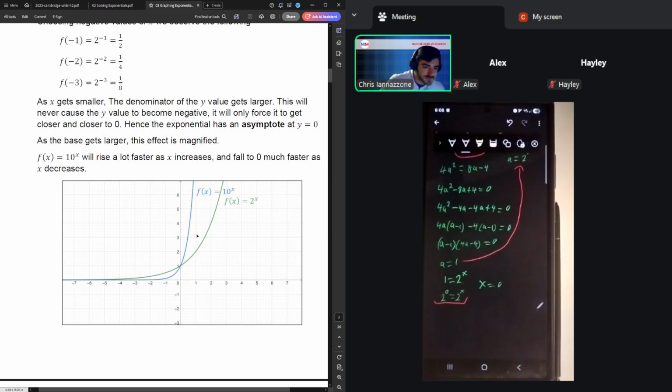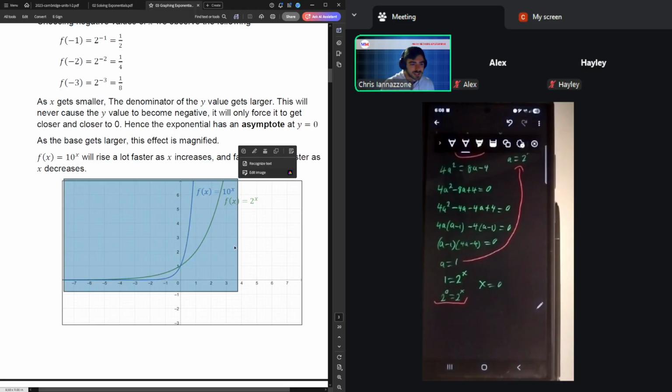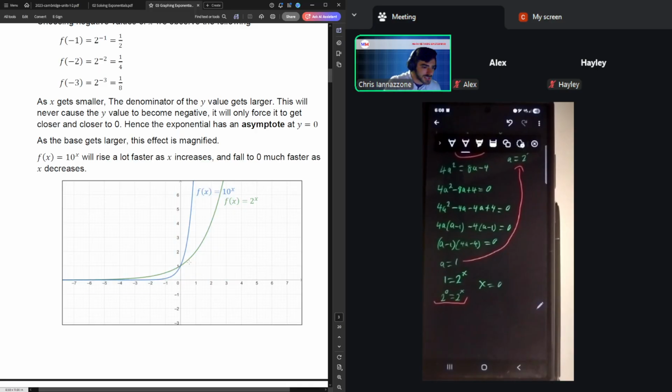But as far as if it just asks you to sketch the graph, you can see that because you set your own axes, these are effectively the same thing. But just for the sake of our learning, a bigger base is going to cause the exponential to both rise faster and fall faster. So there's a bit of a duality there.